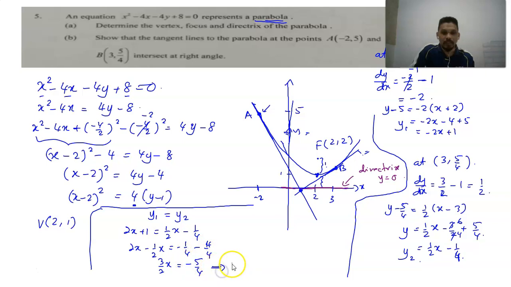So then x equal to negative 5 over 4 divided by 3 over 2, times 2 over 3. Okay, so then x equal to negative 5 divided by 6.